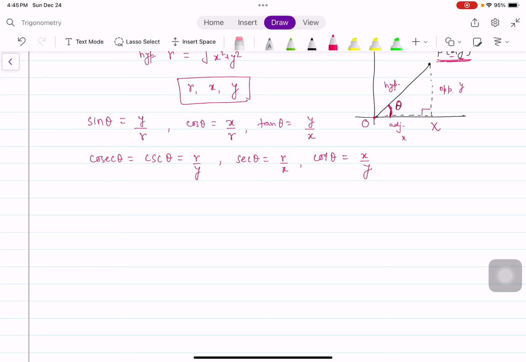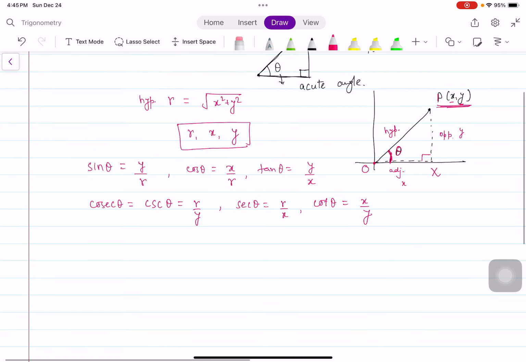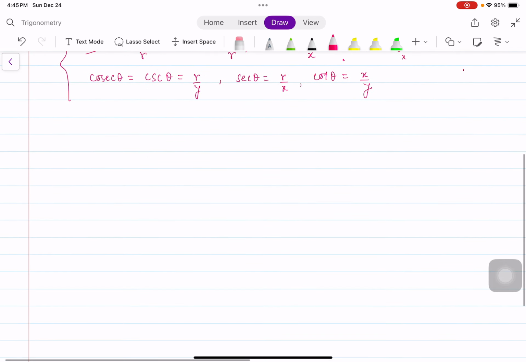So depending upon the position of this P, these trigonometric ratios have different signs. Either they are positive or negative, because depending upon the position of these coordinates, if this point lies in the second quadrant, third quadrant or fourth quadrant, they will also have respectively different signs. For example, this point may lie in here. So for example, say this one.